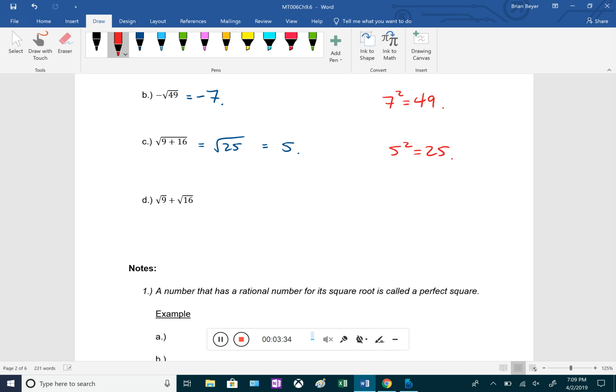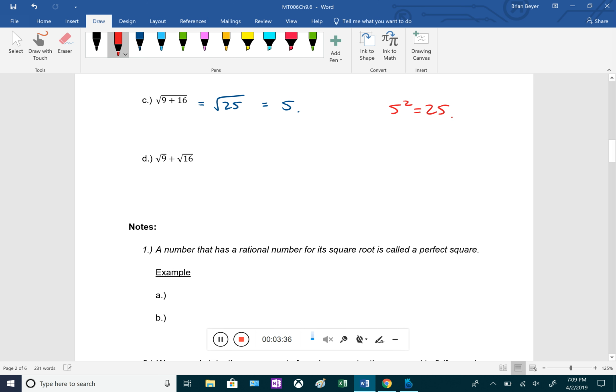And for this last one here, we have the square root of 9 plus the square root of 16. It looks similar to the one we just did, except we have to actually do them separately. The square root of 9 is 3. The square root of 16 is 4. So 3 plus 4 gives us 7. And I'm going to put a little note over here. That's because 3 squared equals 9 and 4 squared equaled 16. So you just have to make sure that you're able to think backwards from squaring something.